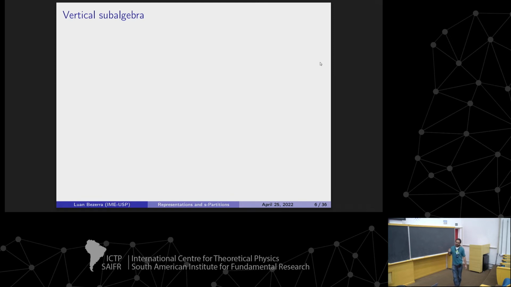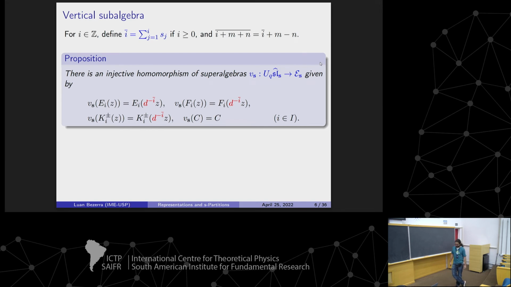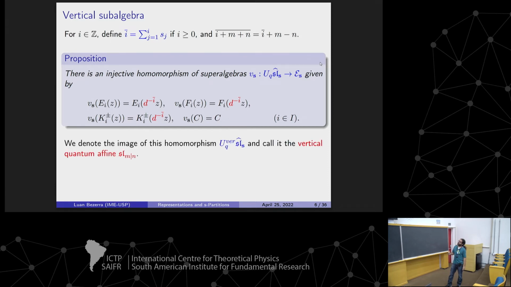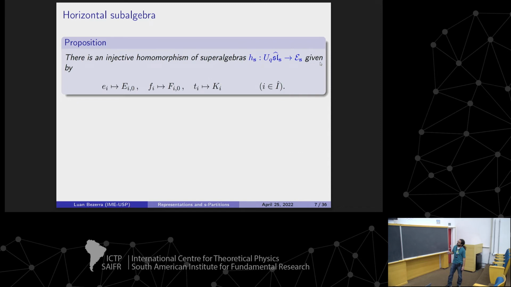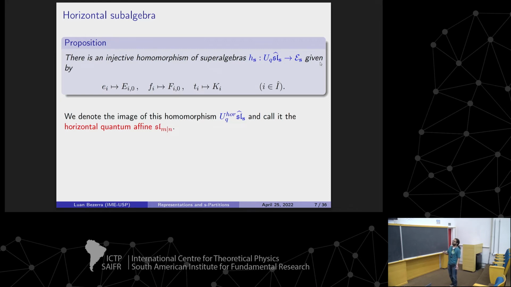So one of the main features of this quantum toroidal algebra is that inside of it you have two copies of the affine superalgebra. One copy is what we call the vertical subalgebra, which is the image of this inclusion of the quantum affine in the toroidal. And we also have the horizontal subalgebra, which is the image of the other copy of the affine superalgebra, now in the Drinfeld-Jimbo realization. So keep this in mind, that you have these two copies of the affine inside the toroidal.